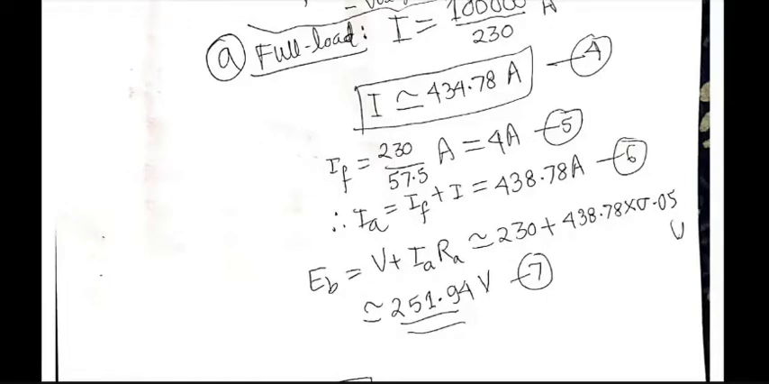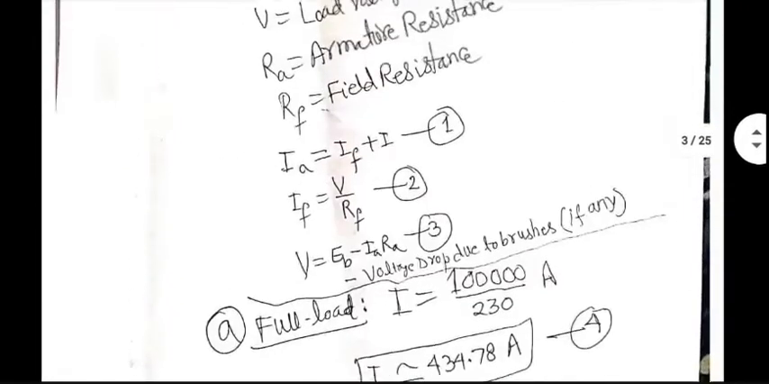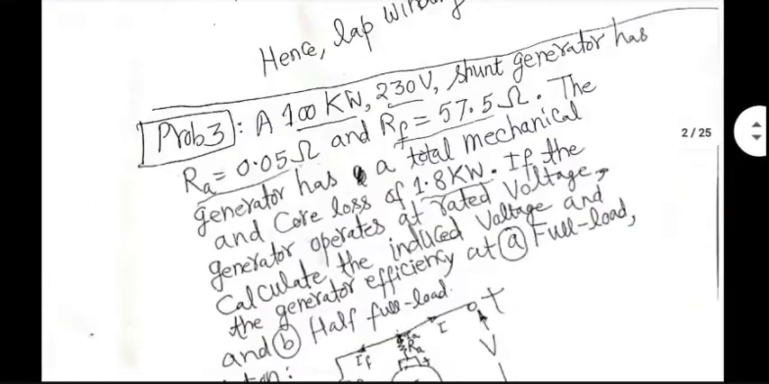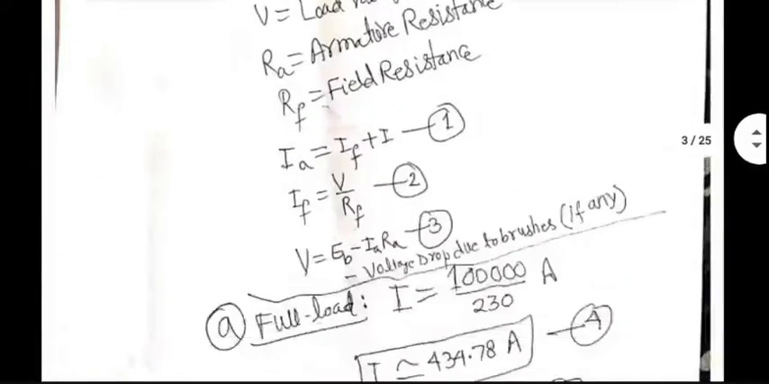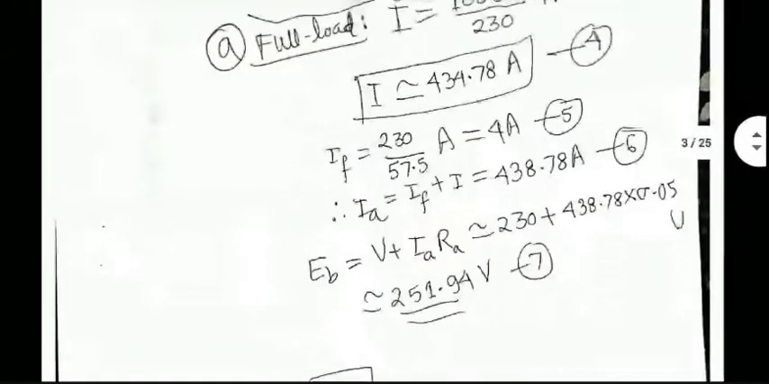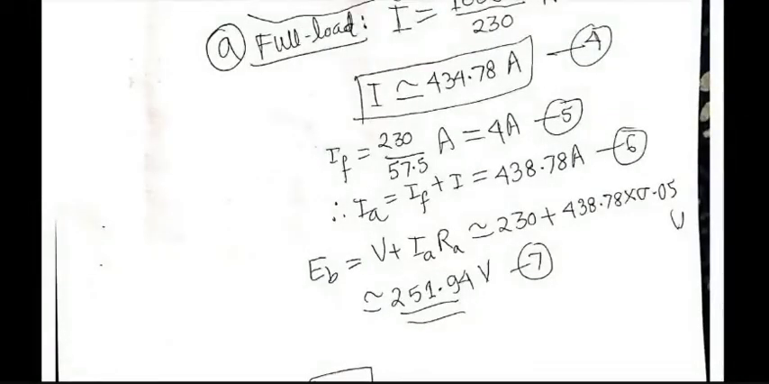Back EMF, okay, in actual calculations, I've ignored brush drop completely. I've simply assumed V plus IARA, because nothing is given to us regarding brush drop. Okay, fine. So you plug in the values, you get back EMF as 251.94 volts.